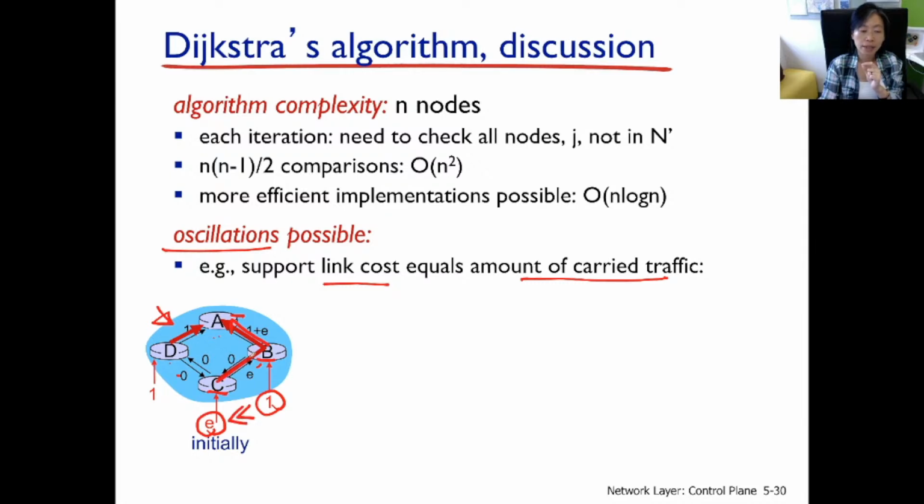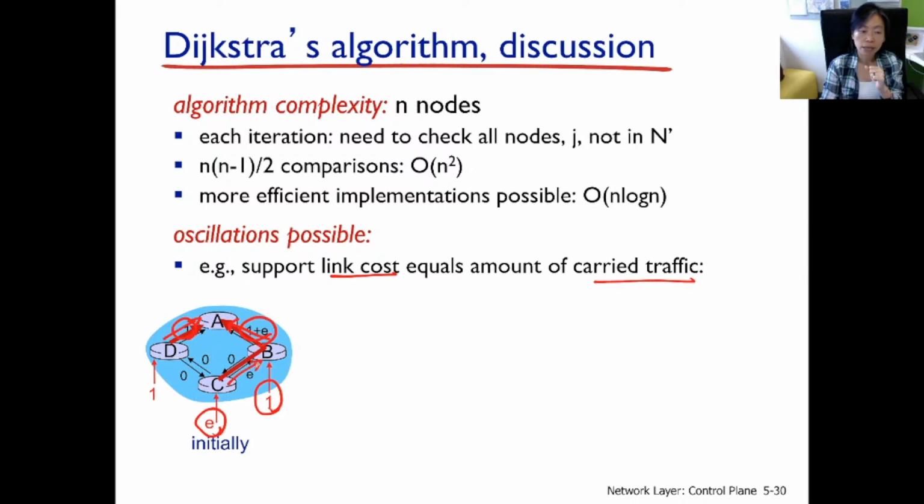And C is taking the CBA path to send traffic to A. D generates also one portion of the traffic, and it's taking path DA to send to destination A. And at this point, we need to update the link cost based on the traffic going on the link. So for link DA, the amount of traffic is one portion. For link BA, the amount of traffic is what? One portion plus the E portion from C. So total cost, 1 plus E.